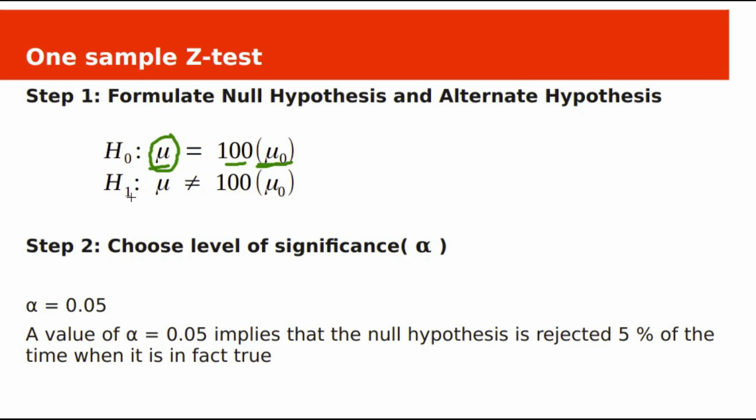Alternate hypothesis H1: mu not equal to 100. Here mu is different from this mu naught, 100. It can be either less than mu naught or it can be greater than mu naught.